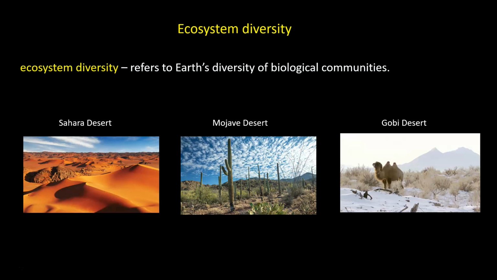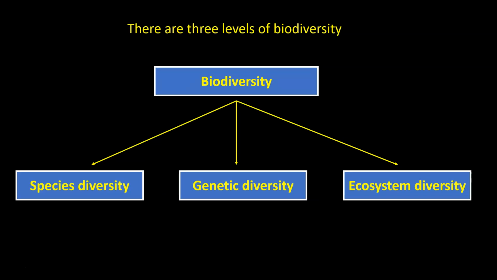All of these deserts are different, and they support different species of plants and animals. But just because they're all the same type of biome doesn't mean that the same species of plants and animals live there. However, the structure of these ecosystems is the same. For example, they all contain plants and animals with adaptations to dry conditions. They also don't contain many large animals. So, taken together, species diversity, genetic diversity, and ecosystem diversity make up what we call biodiversity. And remember, biodiversity is a factor that we can use to assess our impact on the planet.